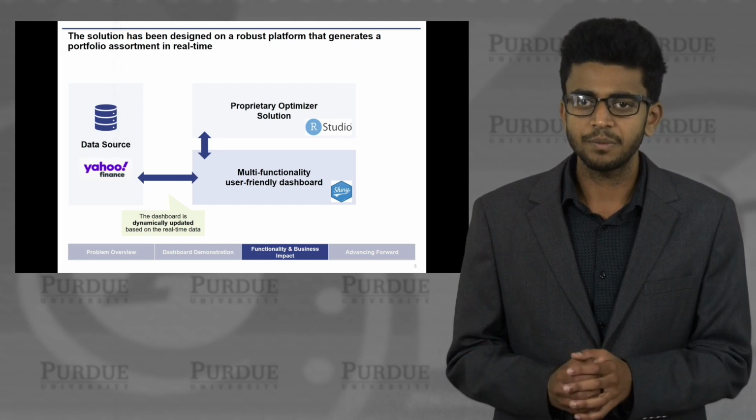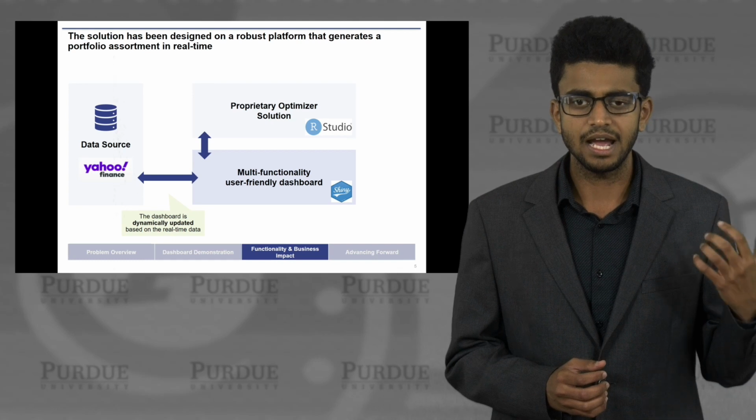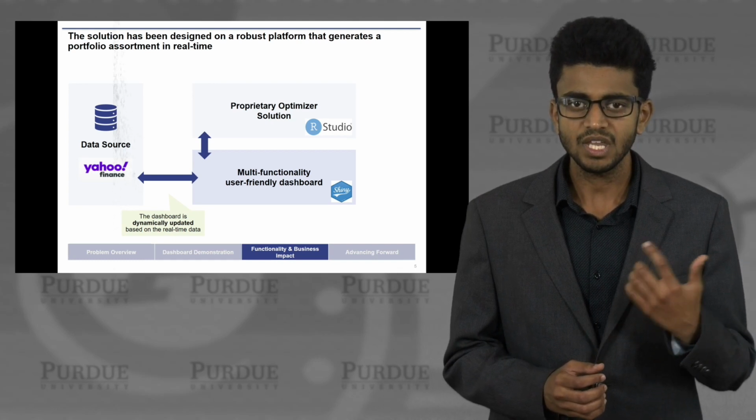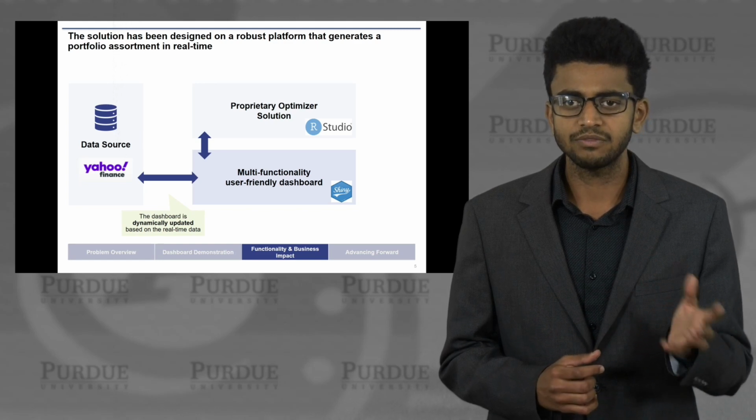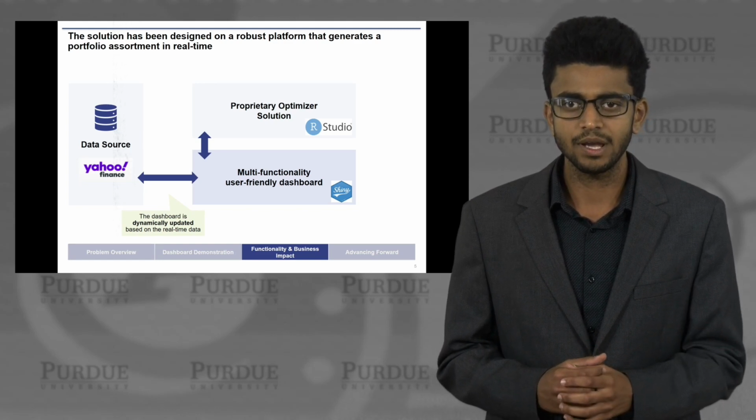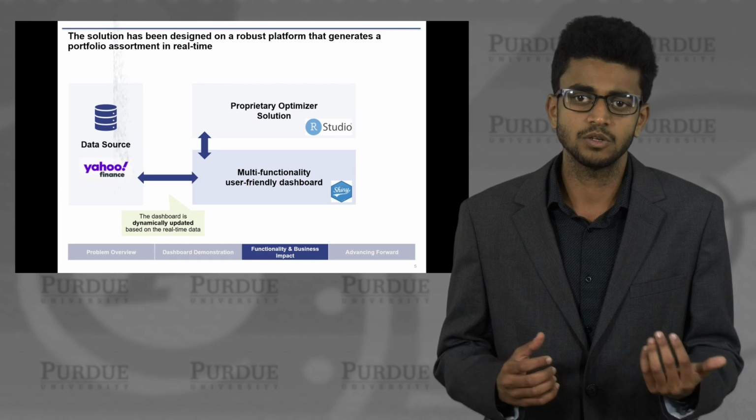This is how we are looking at our technology solution. Our proprietary optimizer solution would be sitting in our cluster, and then we'll be getting data sources from Yahoo Finance, and the final asset manager will just be having the UI on his end. So this makes our solution scalable.